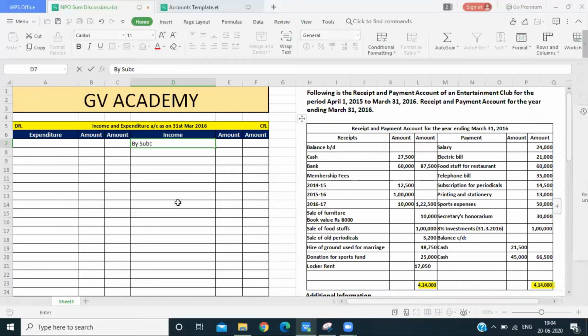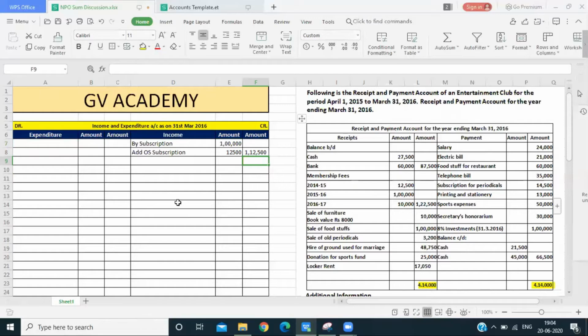So by subscription, we have received 1 lakh and there is an outstanding subscription. The outstanding subscription has to be added. So add outstanding subscription. What is the value of outstanding subscription? The total subscription to be received is rupees 1,12,500, out of which we have received 1 lakh. So the outstanding subscription would be 12,500. If you add these two, we will get rupees 1,12,500.